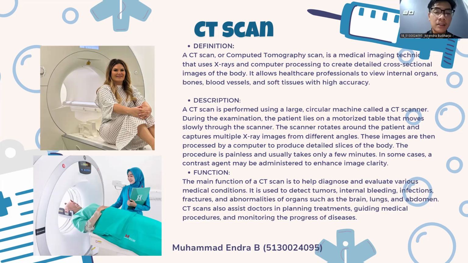Next is the description. A CT scan is performed using a large circular machine called a CT scanner. During the examination, the patient lies on a motorized table that moves slowly through the scanner. The scanner rotates around the patient and captures multiple X-ray images from different angles. These images are then processed by a computer to produce detailed slices of the body. The procedure is painless and usually takes only a few minutes. In some cases, a contrast agent may be administered to enhance image clarity.